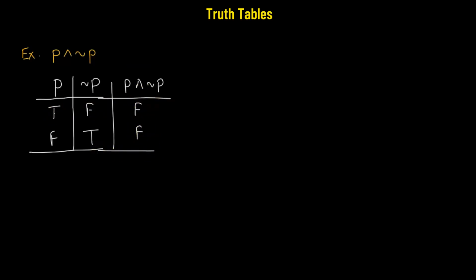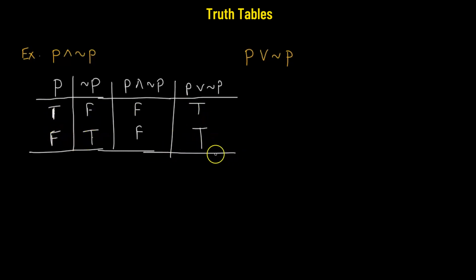Fine. What about P or not P? In that case, we have true or false. We know that whenever we have a disjunction, the truth value of a disjunction is true if at least one of them is true. So here we have at least one of them true, so this is going to be a true value. F or T, so this is also going to be a true value.